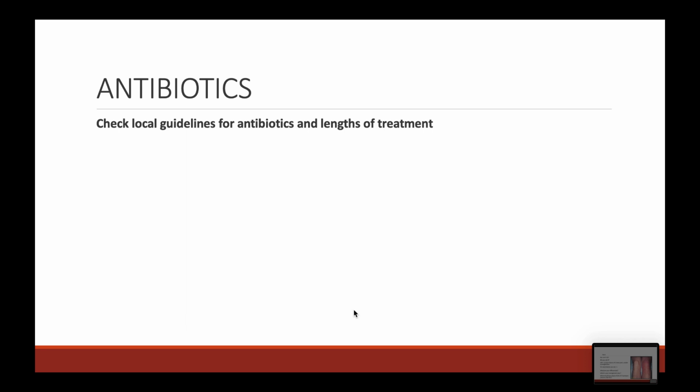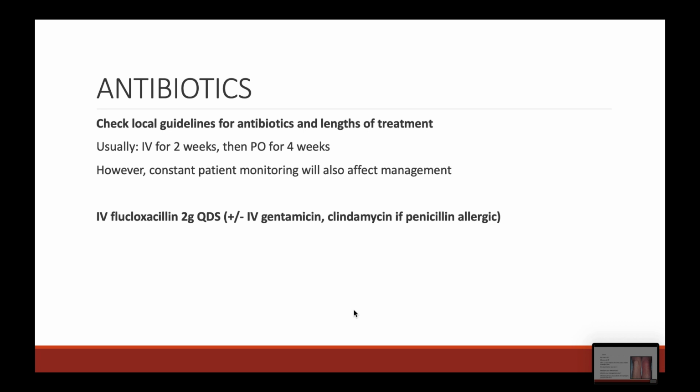Okay, so in terms of treatment for septic joint, obviously in any kind of OSCE situation or in real life, you want to check the local guidelines for the exact antibiotic and the length of treatment. However, in exams, the bog standard they will ask is that you would want to give the patient IV flucloxacillin, 2 grams QDS. You can also give gentamicin or clindamycin if the patient is penicillin allergic. Therefore, always don't forget to ask about allergies for patients.